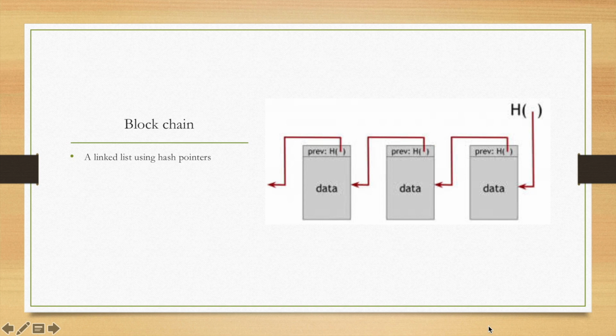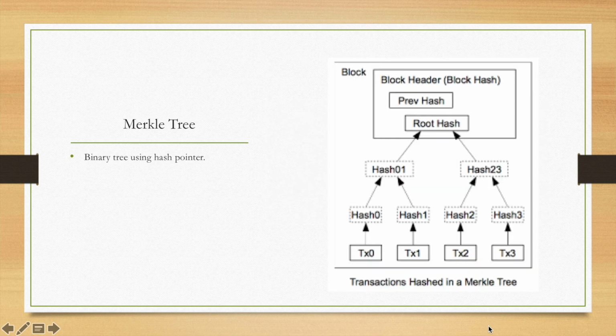So we can define the blockchain. A blockchain is a linked list using hash pointers. We can see it on the right side of the picture. Each data block is linked using the hash pointer, so this also ensures that the data cannot be modified. We can also use the hash pointer in a binary tree. This is called a Merkle tree. Using a Merkle tree, we can find a specific transaction more quickly than with a linked list. So besides the blockchain, the Merkle tree is also a very useful data structure.